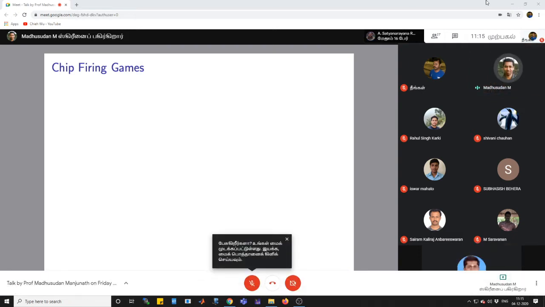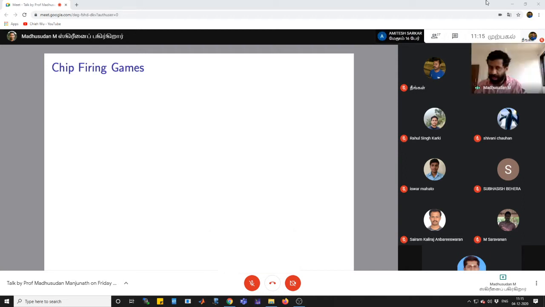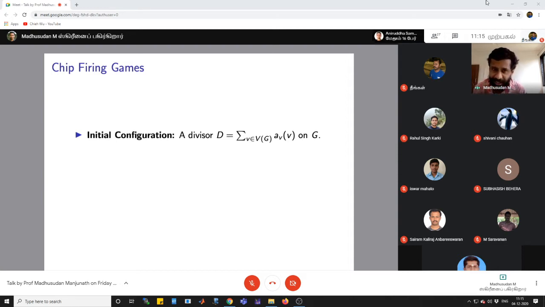It's also called by some other names. There are closely related constructions, like the sandpile model and so on, that you also might have seen in literature. So all these are very closely related. So what is a chip firing game? It's a very simple game played on a graph, a one player game played on a graph. It consists of the following. You are given an initial configuration, which is an assignment of chips to every vertex in the graph. In other words, you are given a divisor D.